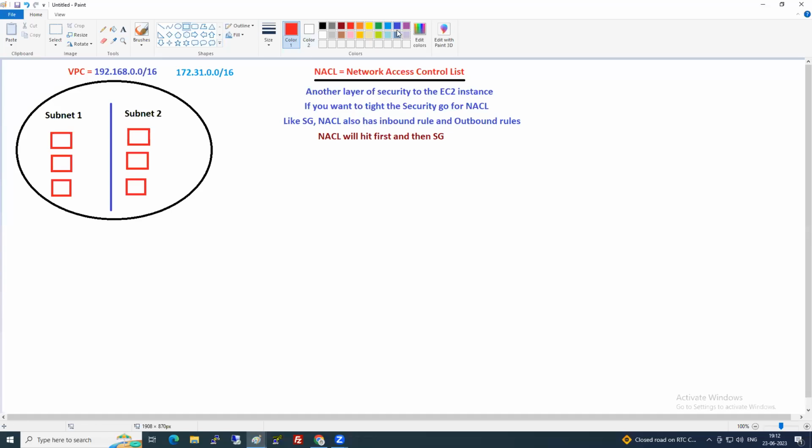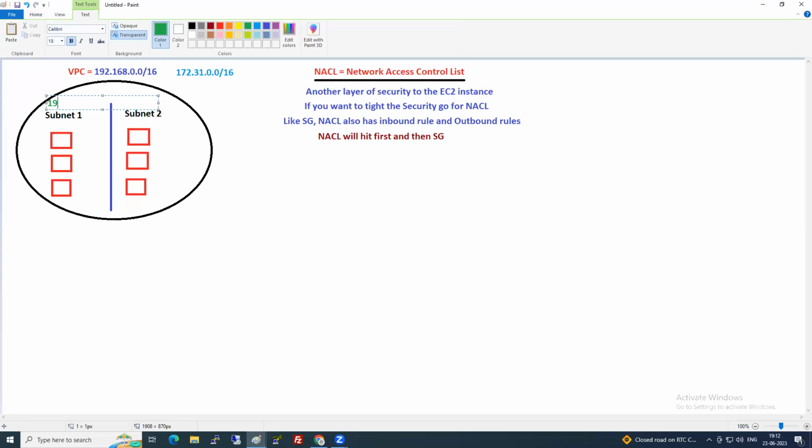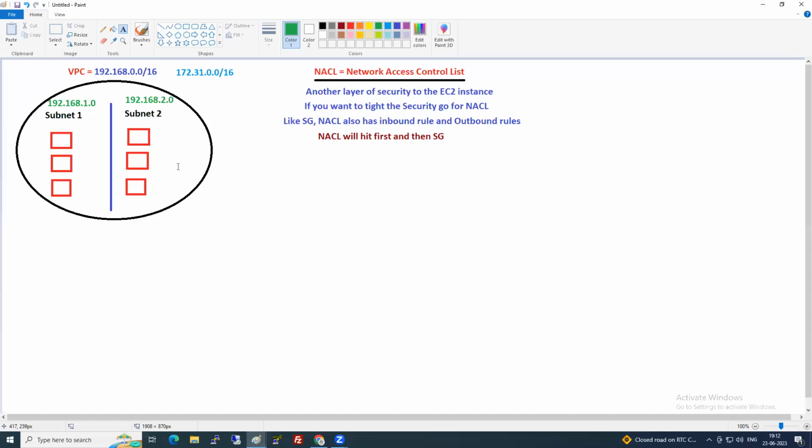Okay. So this subnet also has some network, like 192.168.1.0. Like this, here also 192.168.2.0, 3.0, 4.0, 5.0. Like this, for each subnet, there will be a network. Now tell me, we know that EC2 instances are, as per... don't worry about what is /16 and all.